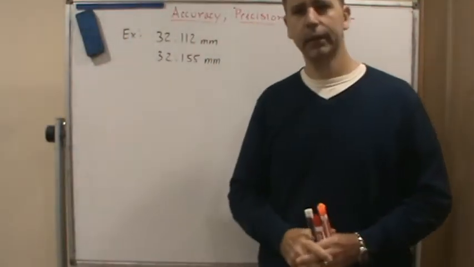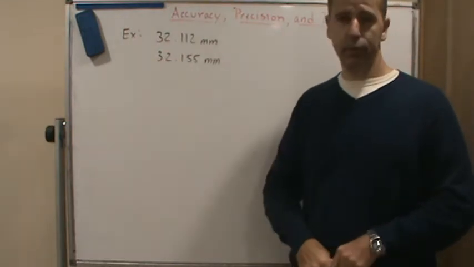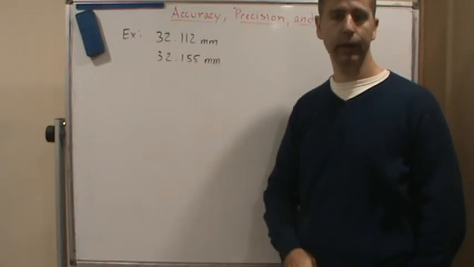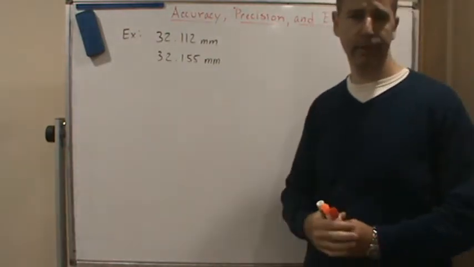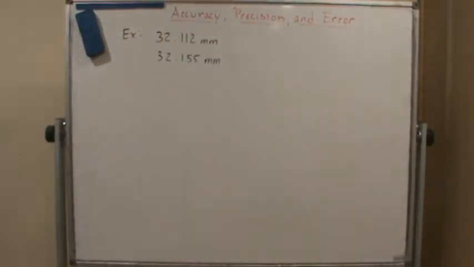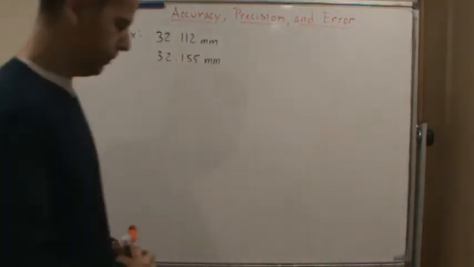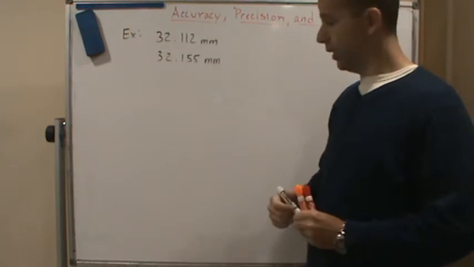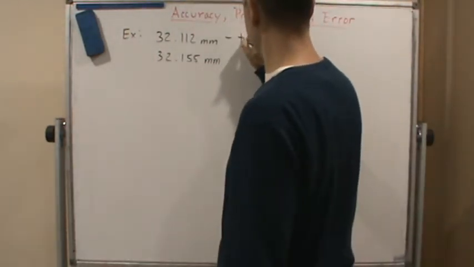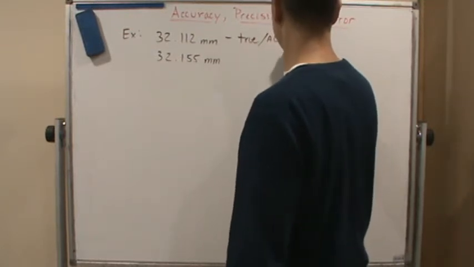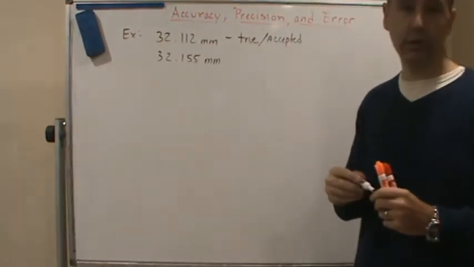Okay, so welcome back. In this video we're going to do an example of calculating absolute error, relative error, and percent error. Let's say that in a manufacturing blueprint there's a stated measurement that they want, and it calls for a measurement of 32.112 millimeters. So this would be the true or accepted value. That's what the blueprint calls for.